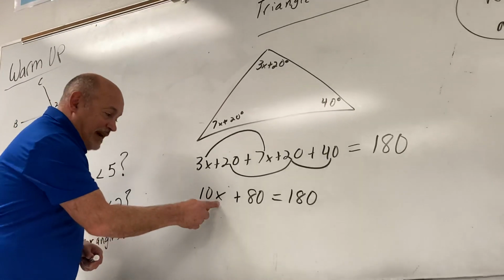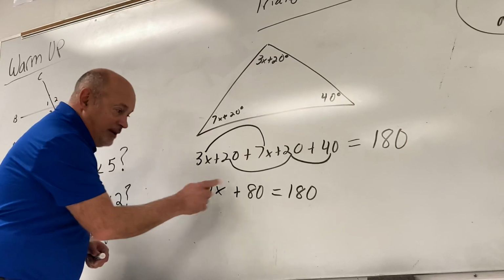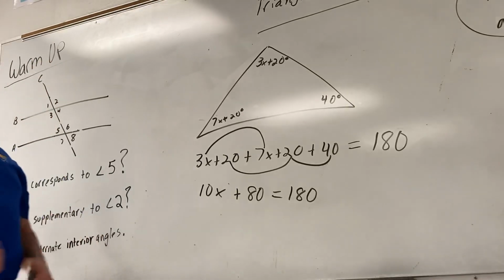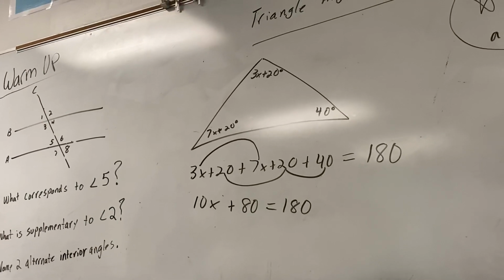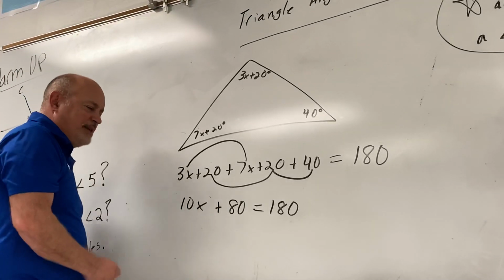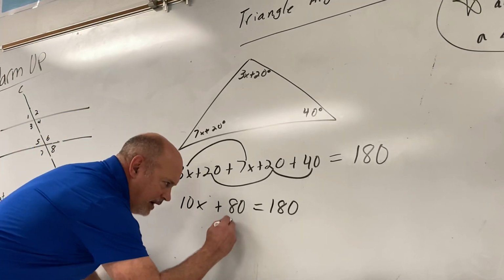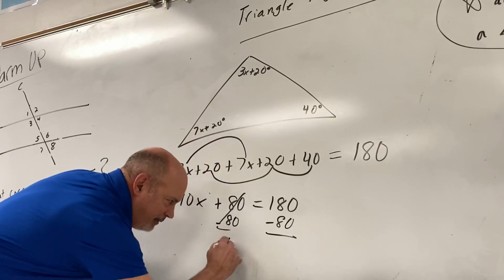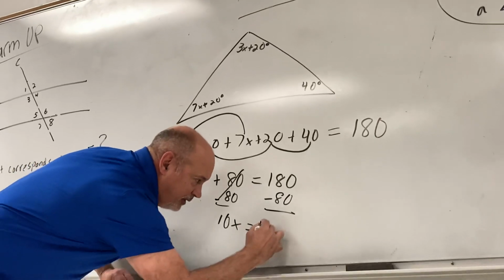We're trying to get x by itself. What do we get rid of? The 10 or the 80 first? The 10. The 80. Y'all agree with that? No. Me either. What do we get rid of? The 80. Yeah, how do I get rid of plus 80? Use the factor. Yeah. All right, so now we got 10x equals what, 100?